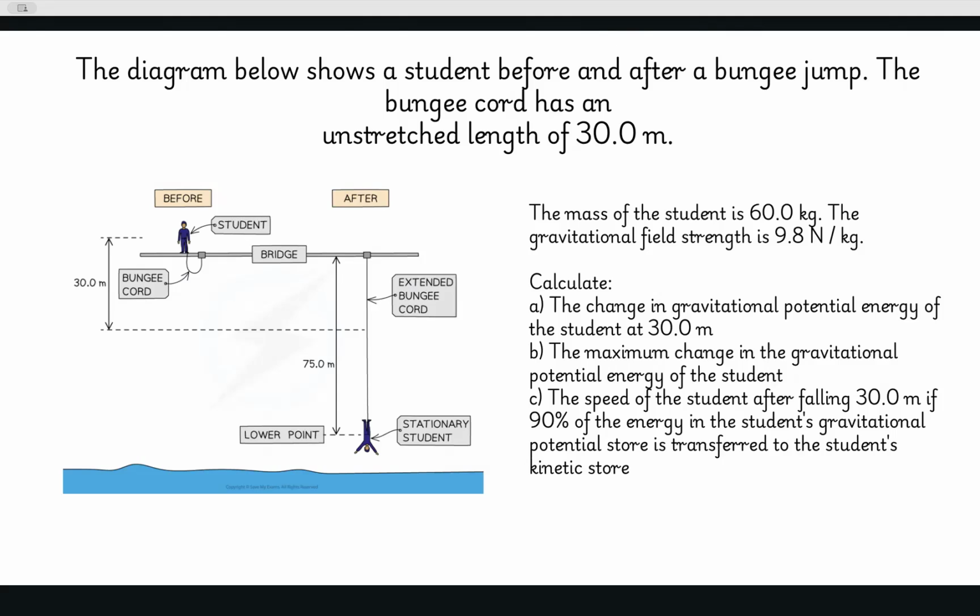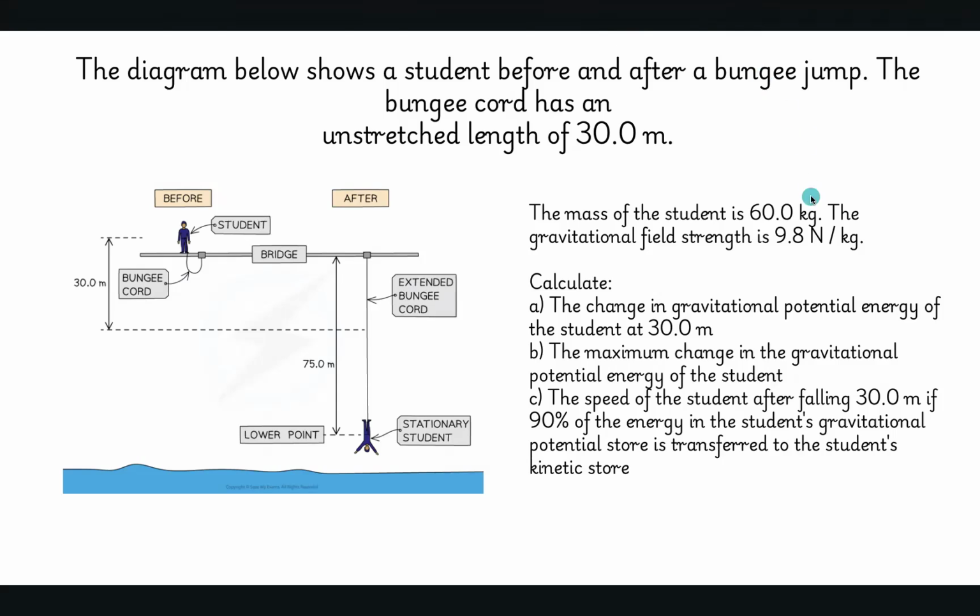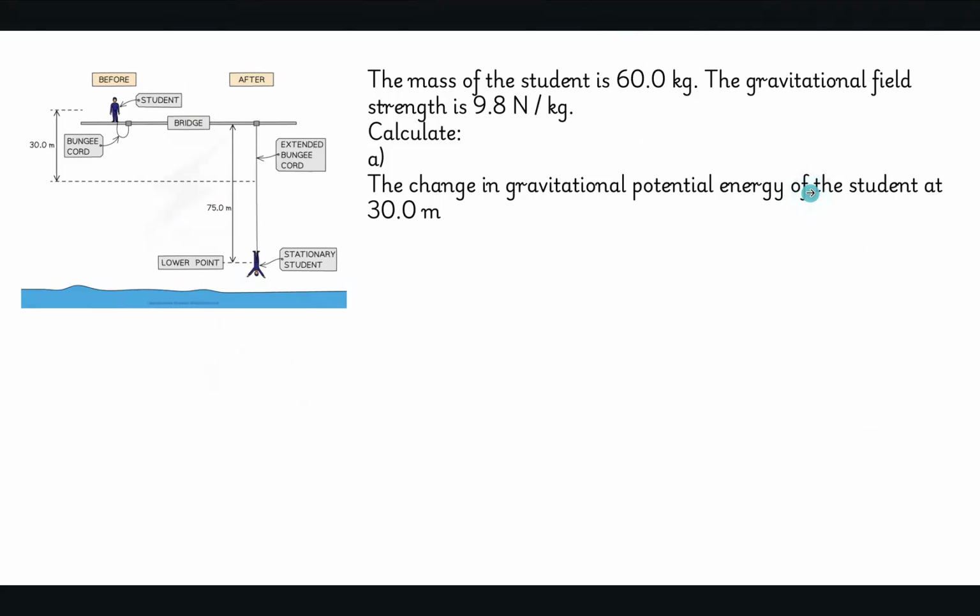And then we want to find the speed of the student after falling 30 meters if 90% of the energy in the student's gravitational potential store is transferred to the student's kinetic store. So firstly, let's just focus on the first part of the question. We just want to find the change in the gravitational potential energy of the student.